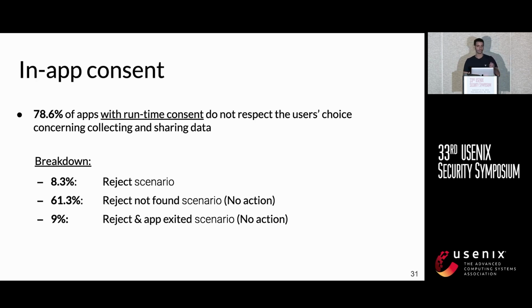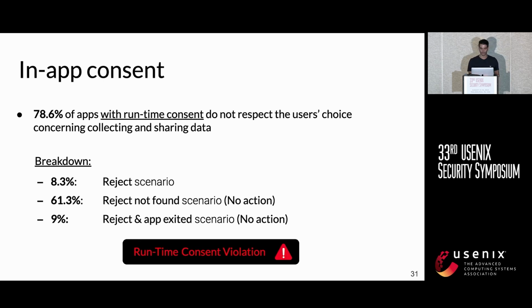As we said in our methodology, we analyzed our dataset with regard to apps' runtime consent dialog. And remarkably, we found that 78% of applications with runtime consent do not respect the user's choice concerning collecting and sharing data. To break it down, we found applications that share and collect data even if we press the reject button in the runtime consent, or even if we do not perform any action. For example, when the reject button was not found, or when we pressed the reject button and the app exited. And of course, this is a runtime consent violation according to Google policies.